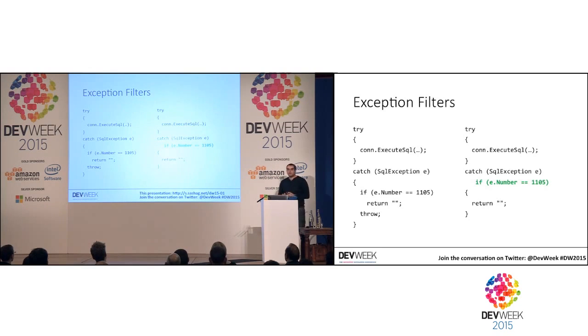So here's the alternative C# 6 syntax, which has additional applications as well. And this is called exception filters. It looks almost the same, right? It's just the if moves outside of the catch block. The if is now a condition on the catch. So we only catch the SQL exception if it also has an error number of 1105.